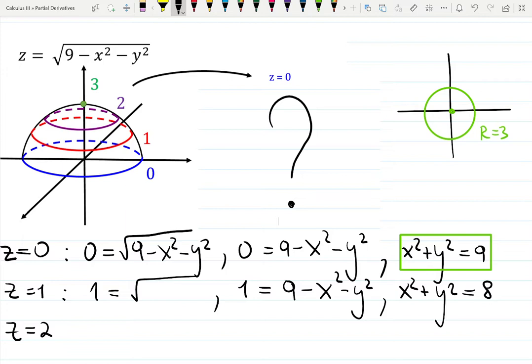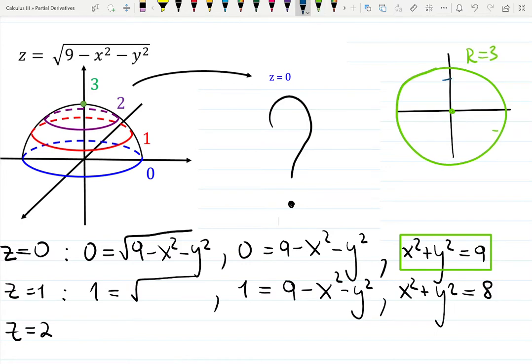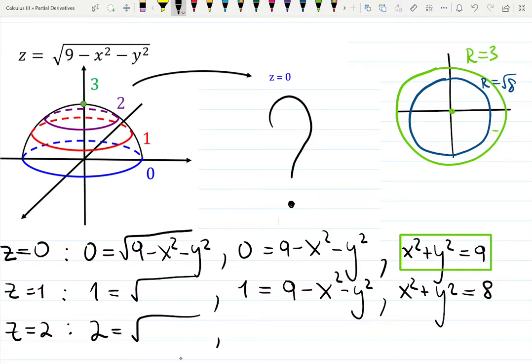So now I guess that was supposed to be the biggest one. Let's do it like so. R equals 3. Now, what is this radius? Square root of 8. R equals square root of 8. And you keep going as you understand it's the same thing. Level 2 equals the square root. 4 equals 9 minus x squared minus y squared. X squared plus y squared equals what? 5. So, that was blue.